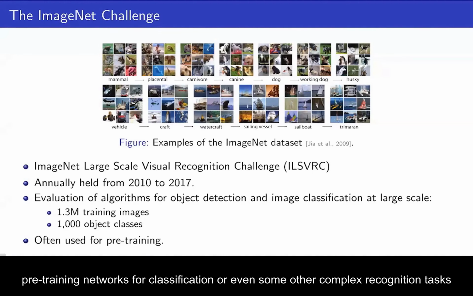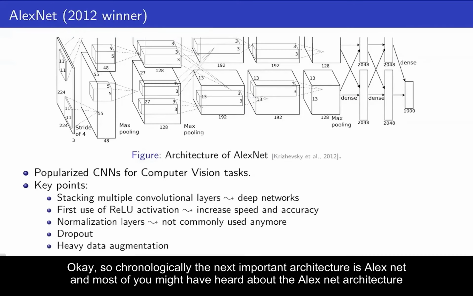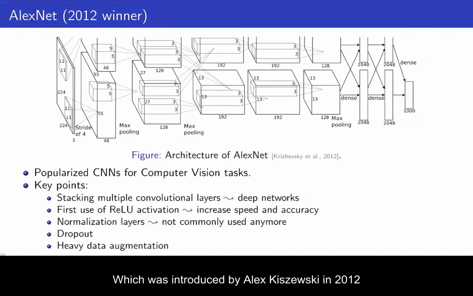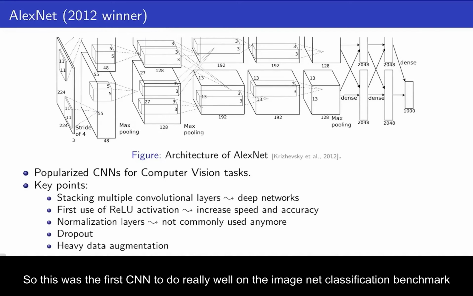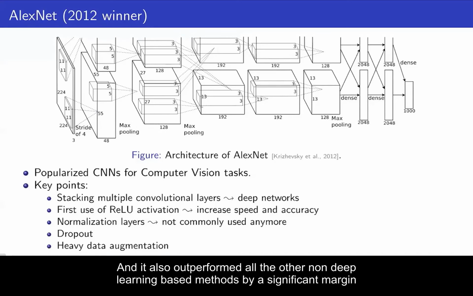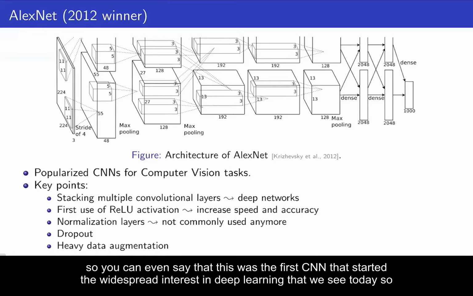Okay, so chronologically, the next important architecture is AlexNet, and most of you might have heard about the AlexNet architecture, which was introduced by Alex Krizhevsky in 2012. This was the first CNN to do really well on the ImageNet classification benchmark, and it also outperformed all the other non-deep learning based methods by a significant margin. You can even say that this was the first CNN that started the widespread interest in deep learning that we see today.